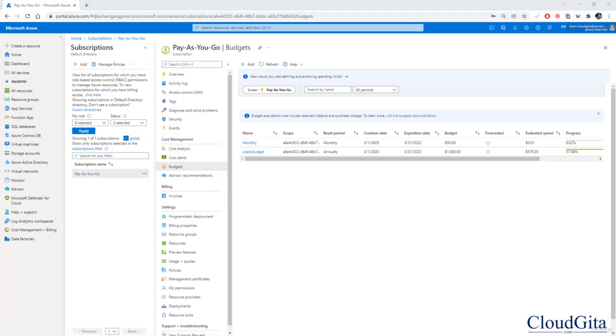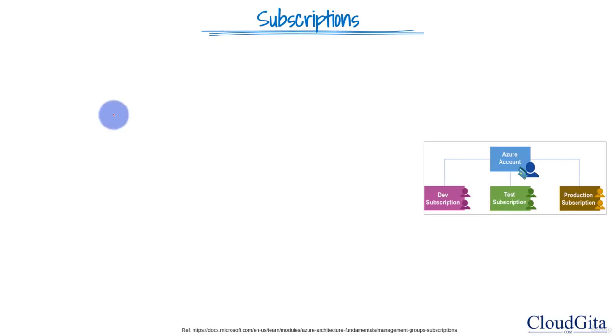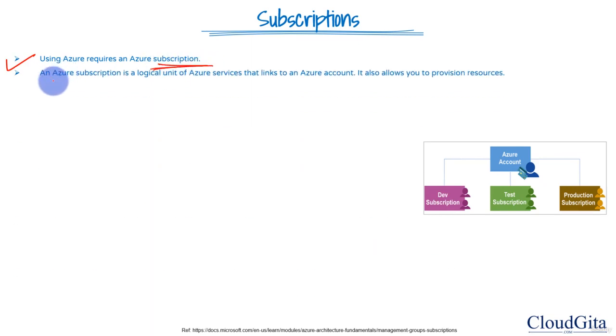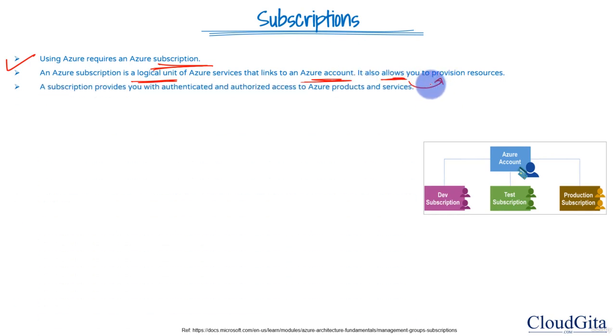Now let me jump back quickly to my slides here and let's quickly revise what we just discussed. So using Azure requires an Azure subscription. Without subscription, you cannot use Azure, right? And an Azure subscription is a logical unit of Azure service that links to your Azure account, and it allows you to provision resources. Without subscription, you cannot create resources. Subscription provides you the authentication, authorization, as we just discussed. It generates separate billing, reports and invoices for each subscription.